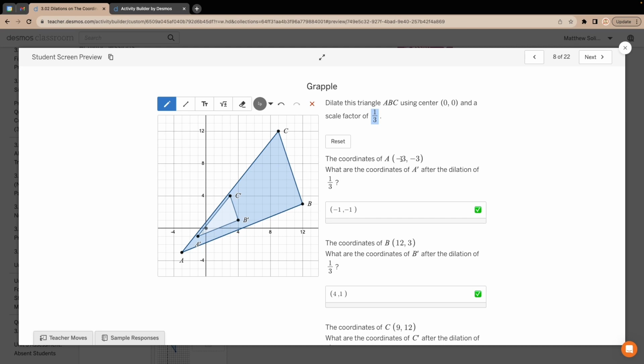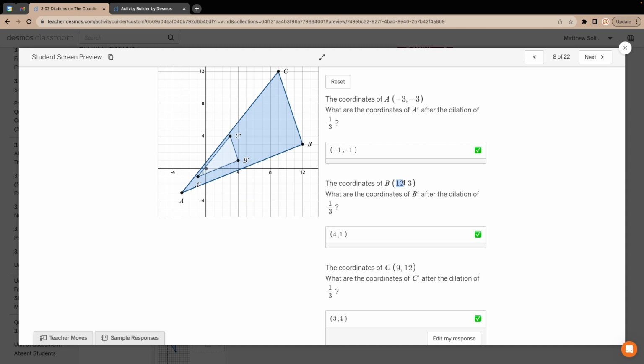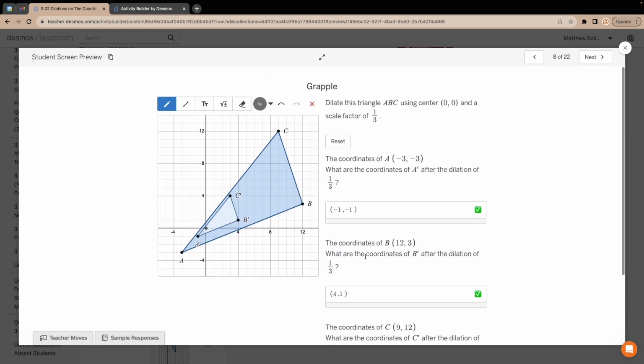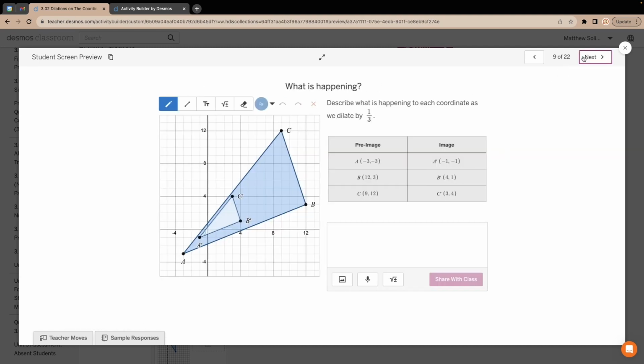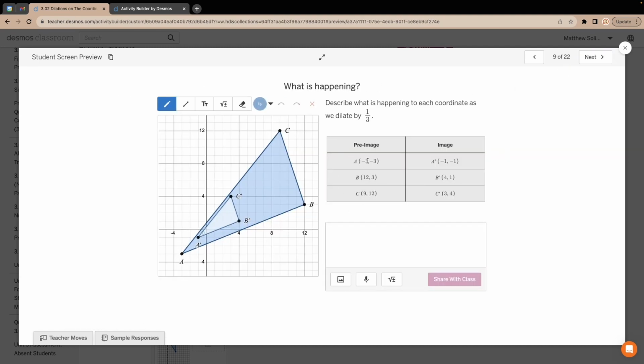They're all getting multiplied by a third. -3 times a third is -1. 12 times a third is 4. 3 times a third is 1. We're just multiplying the x and y by the scale factor. That's all that's happening. We're multiplying the x and y by 1/3.